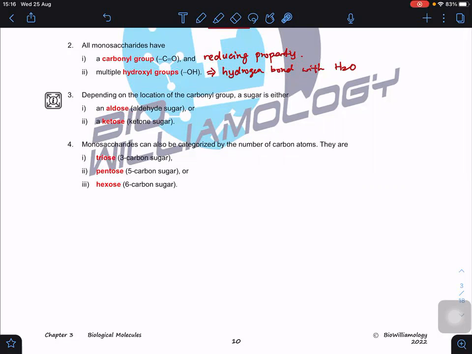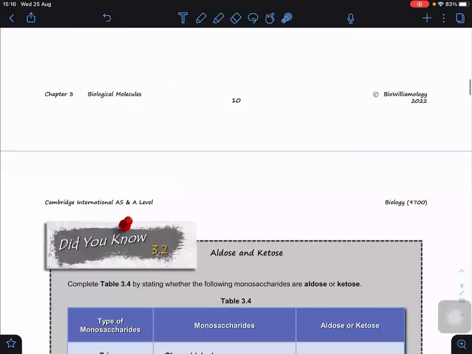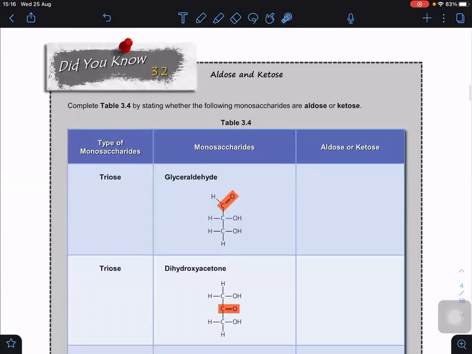OSE means sugar, tri means 3. So a 3 carbon sugar is a triose, a 5 carbon sugar is a pentose, like pentagon, right? 5 carbons. 6 carbons is hexa, so hexose. In these diagrams, which are not in our syllabus, I just want you to look at how to differentiate between aldose and ketose, and whether they are triose, pentose, or hexose. So I will teach you how aldose is different from ketose.